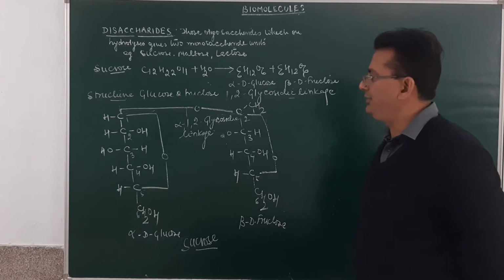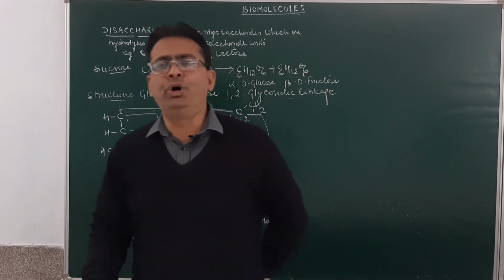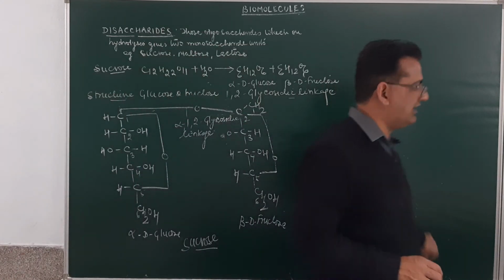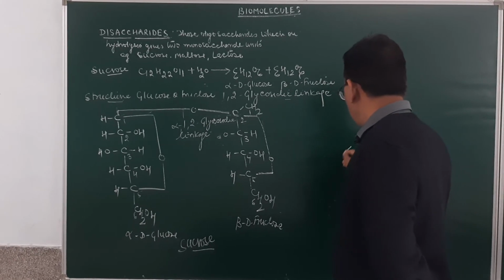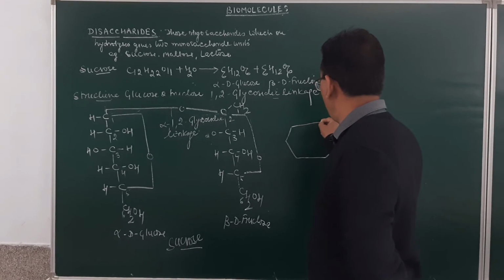Am I clear? Now see, sucrose is a non-reducing sugar. In fact, if I make the Haworth projection of this, how will I make it? Just see this one. This is a sucrose molecule. This is glucose.